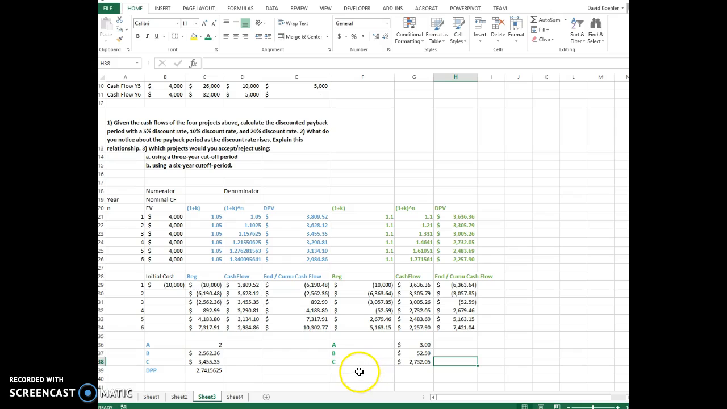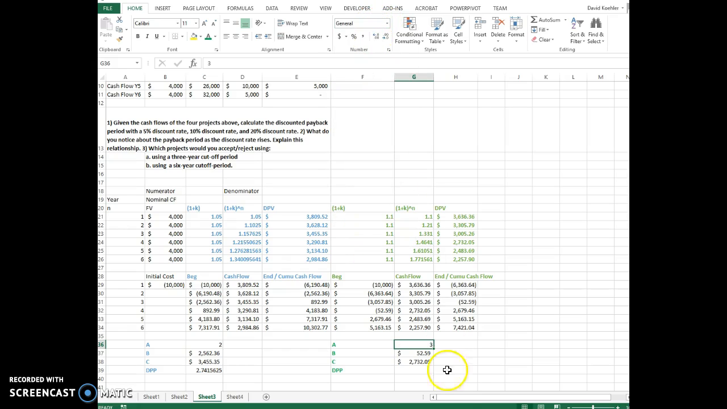And then the DPP, the discounted payback period, is going to be equal to A plus B over C, so we're going to say equals A, oops, we got a problem because this should not be a dollar, it should be a number.